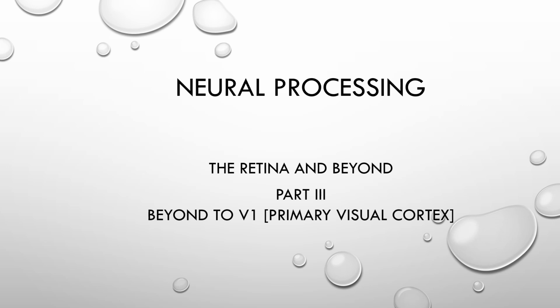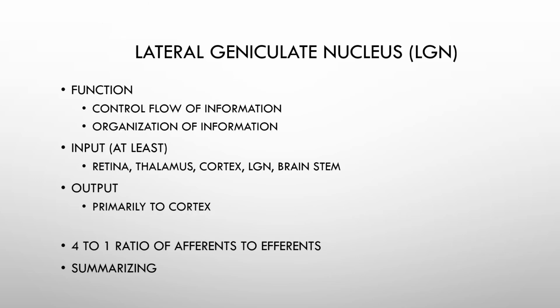Finished up with the neural processing, what I consider the retina and beyond. So we're going to get beyond to the primary visual cortex, V1, and talk about neural processing and receptive fields and so forth at that level. I want to repeat a little bit to put us where we were.